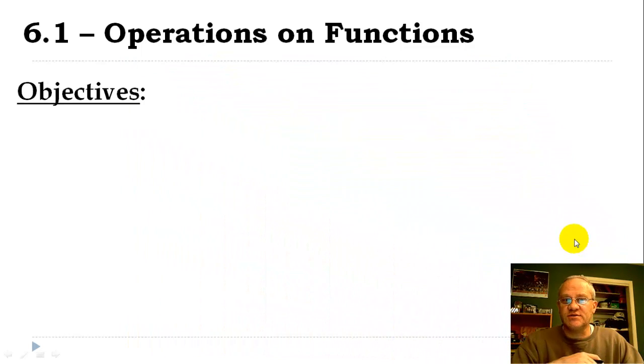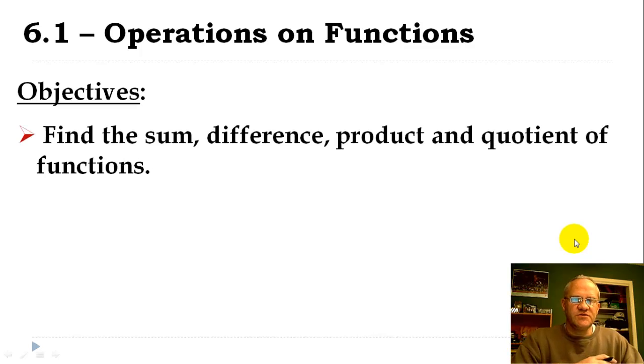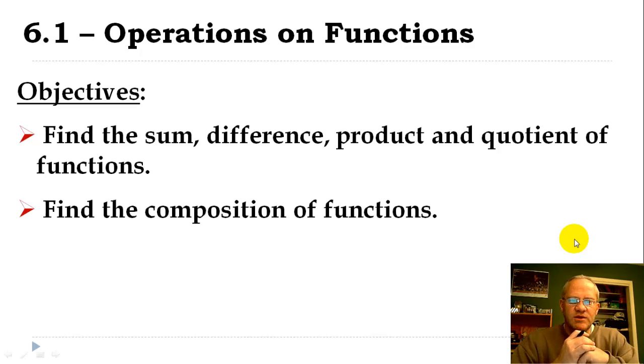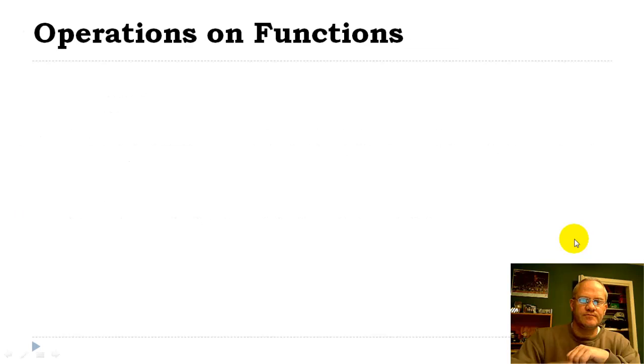Take a look at our objectives. First of all, we want to find the sum, the difference, the product, and the quotient of functions. Remember, sum is addition, difference is subtraction, product is multiplication, and quotient is division. And then we want to find the composition of functions. Okay, and that's some new stuff there.